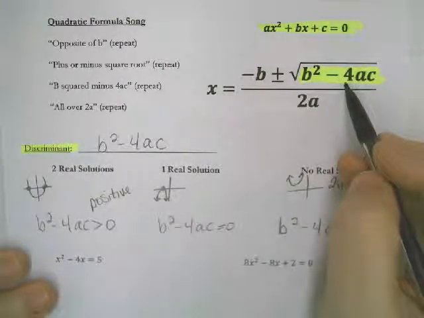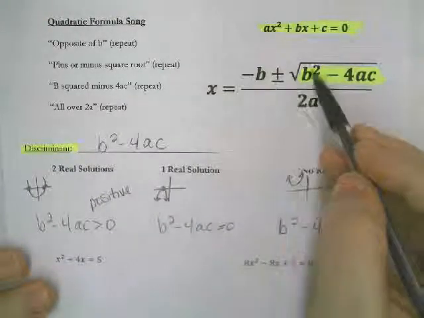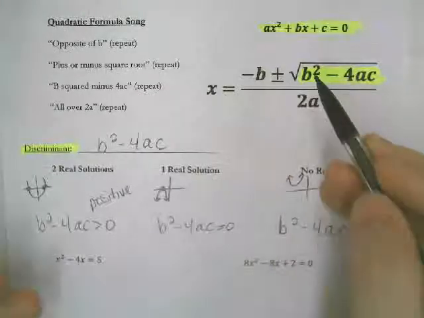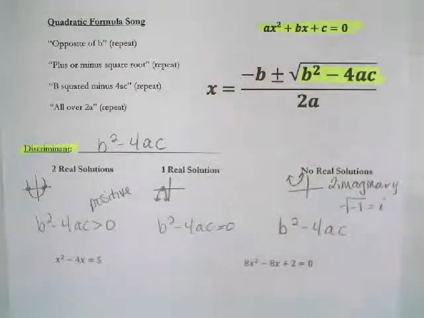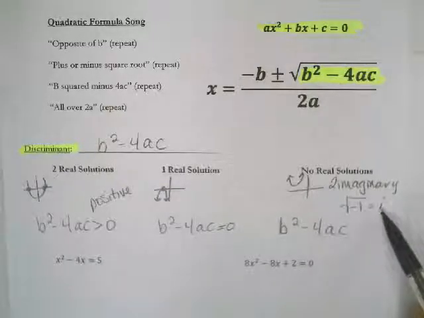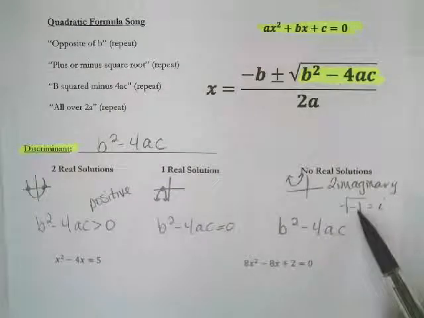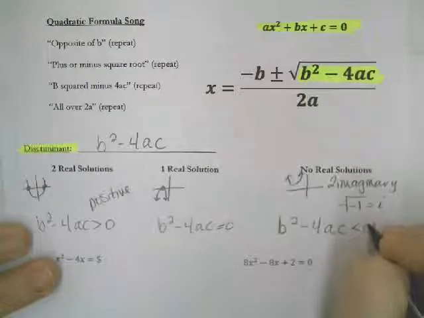The last case: the only way you can get an i is if you take the square root of a negative. So if my discriminant is less than 0, which means it's negative, that tells me I have two imaginary solutions, because imaginary numbers, remember, are plus or minus, so I'll always have two answers.